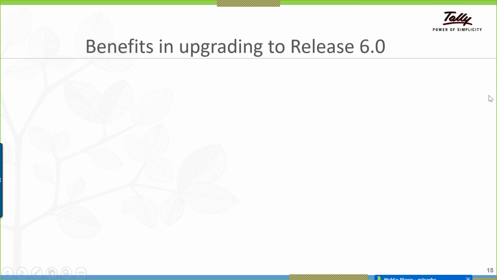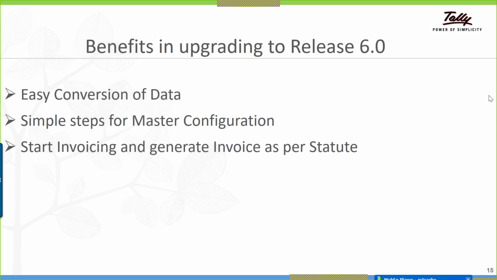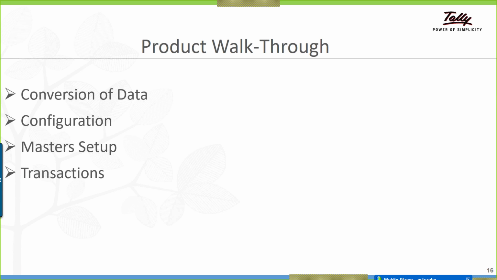Benefits of upgrading to release 6: easy conversion of data, simple steps for master configuration. You can invoice and generate invoices as per the statute, and extract required reports and returns. So now we will go to the product and experience the data migration, configuration, master setup, transactions, report and filing. Fine, so I'll go to the product now.